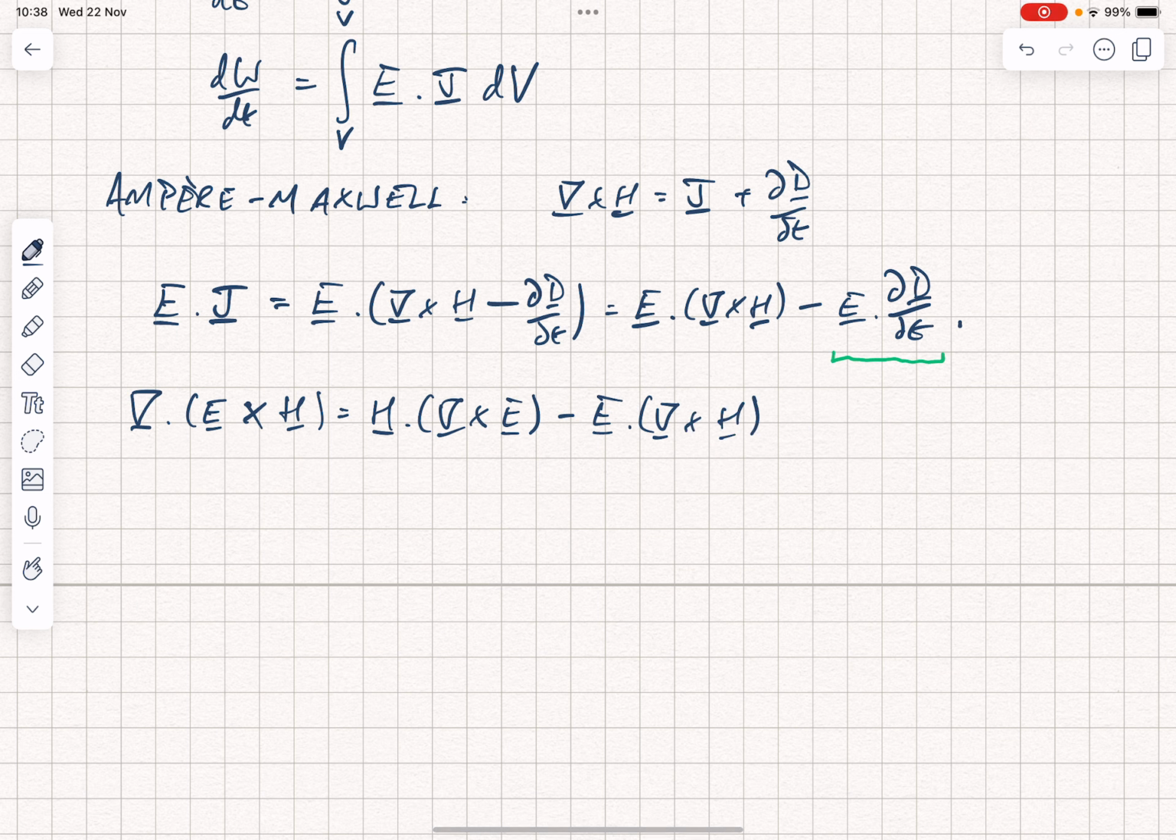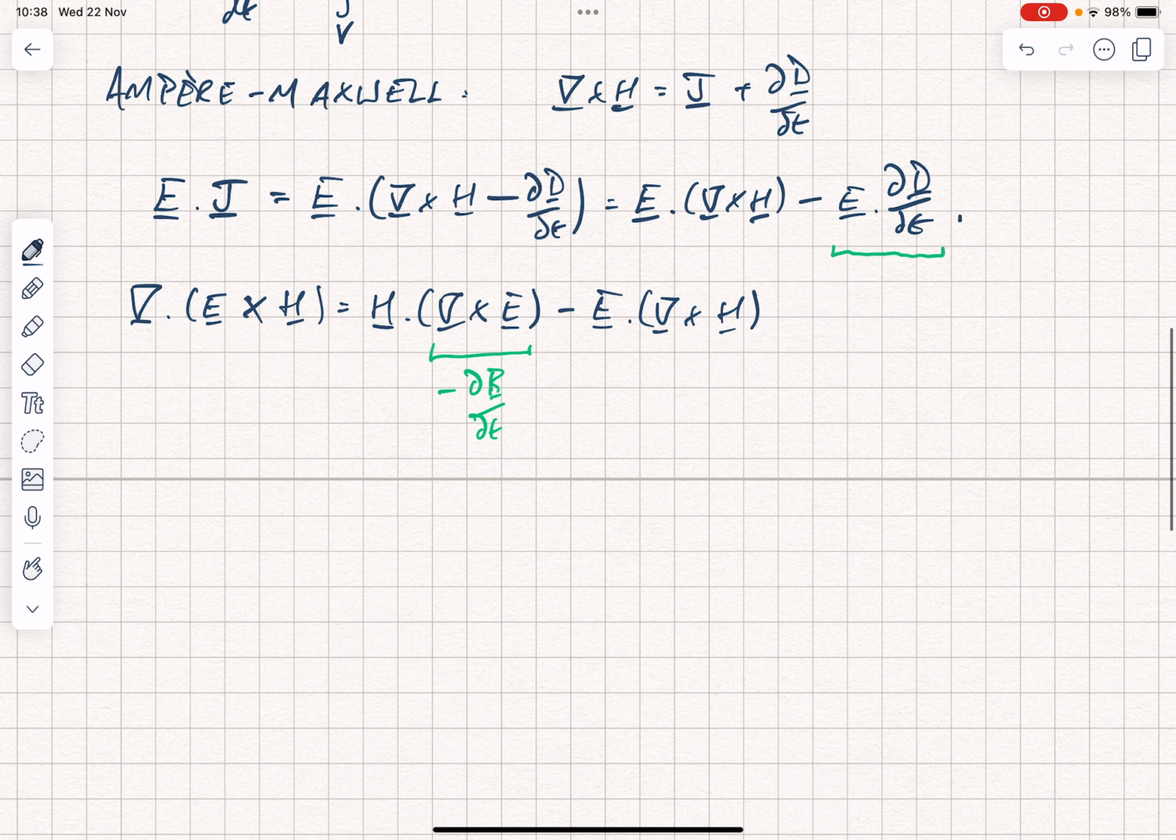And of course we know that we can replace curl of E with minus dB by dt. That's quite appealing, replacing the curl of E with minus dB by dt, because that gives us a term of H dot dB by dt. We've got a term of E dot dD by dt, and we're starting to see a symmetry and a completeness that would be rather useful. So let's just go back and rewrite that.